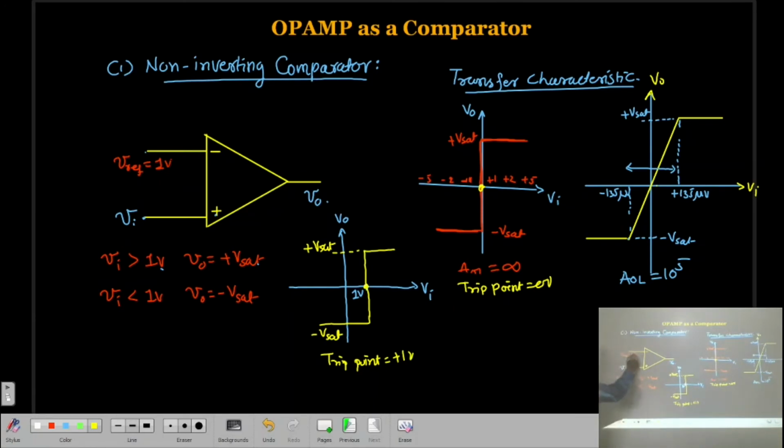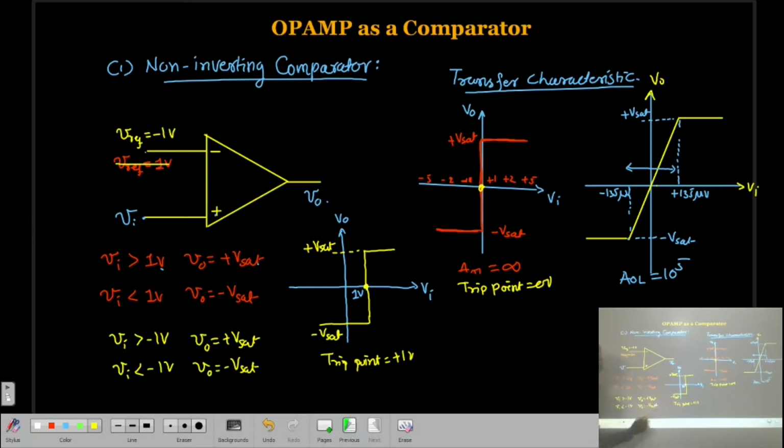Now, here instead of plus 1 volt, if my reference voltage is, let us say, minus 1 volt, then in this case, if the input voltage is greater than minus 1 volt, then the output will be in plus V saturation. And if it is less than minus 1 volt, the output voltage is minus V saturation.